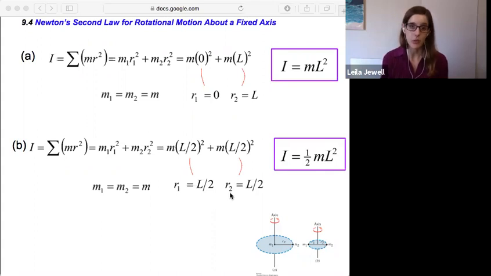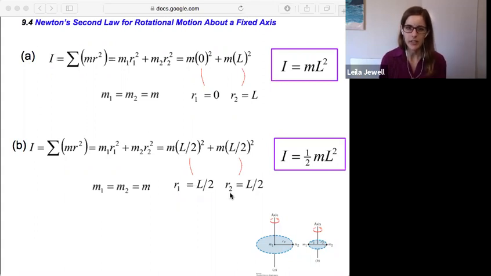L over 2 squared becomes L squared over 4. So mL squared over 4 plus mL squared over 4 becomes mL squared over 2, or I is equal to 1/2 mL squared. This means there's half the rotational inertia in case B as there is in case A.